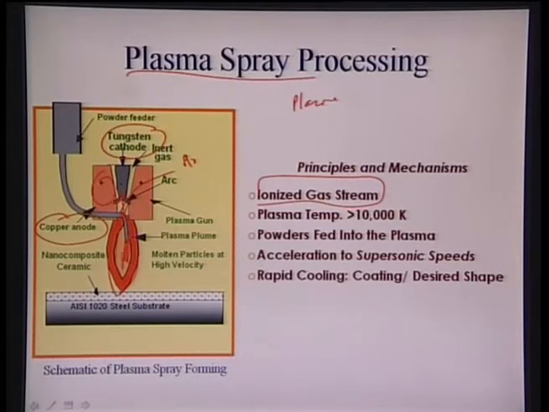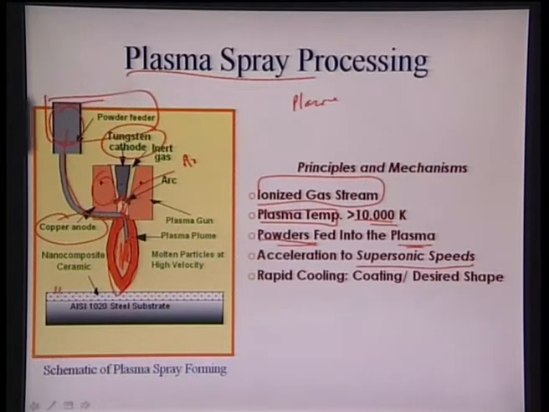So we see this plasma out here, and then we feed the particle. We feed the powder particles through this one, and we insert them in the plasma plume, and we accelerate these particles via some carrier gas. We have plasma temperatures in excess of 10,000 Kelvin, and we are feeding these powders into the plasma and accelerating them to supersonic speeds via some carrier gases.